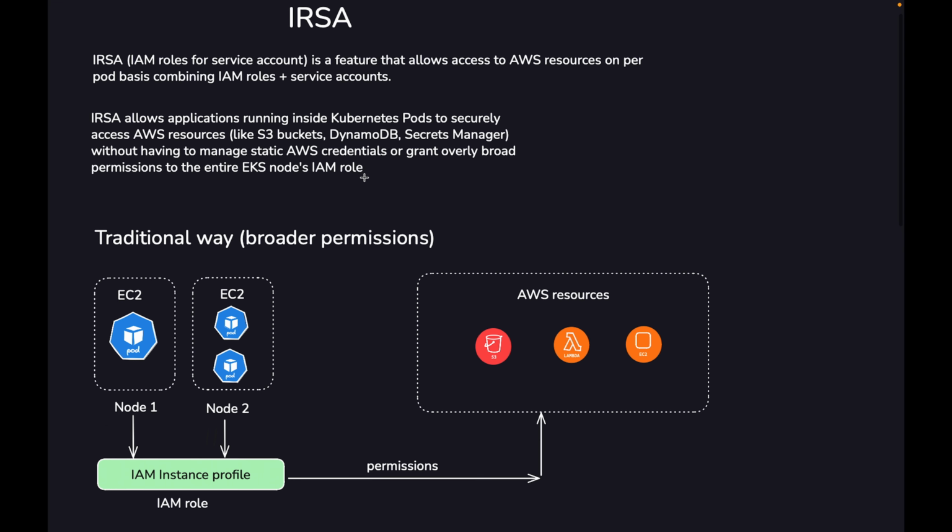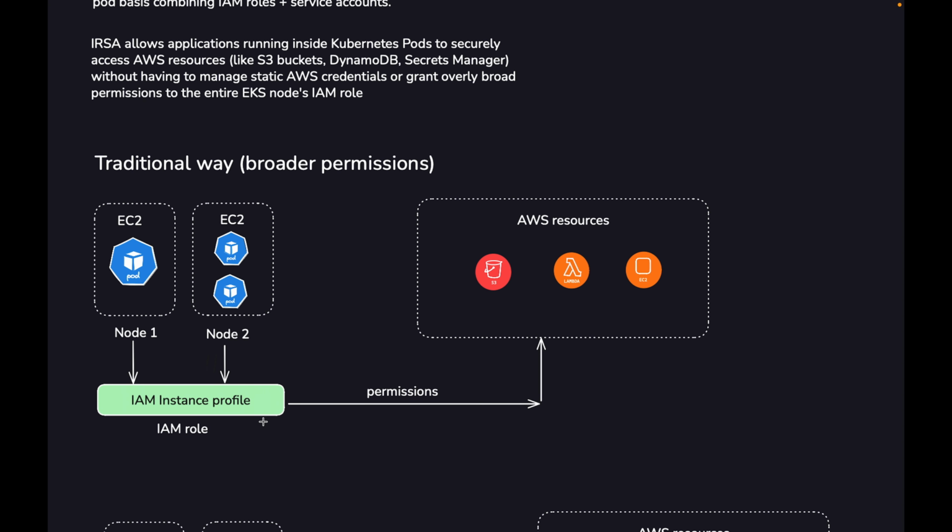So what it basically means is, in the traditional way, we'll create an IAM instance profile, which is an IAM role basically, and then you will attach this instance profile to your worker nodes in your EKS cluster. And now all the pods which are running inside these worker nodes will have access to the resources which are mentioned in the permissions.